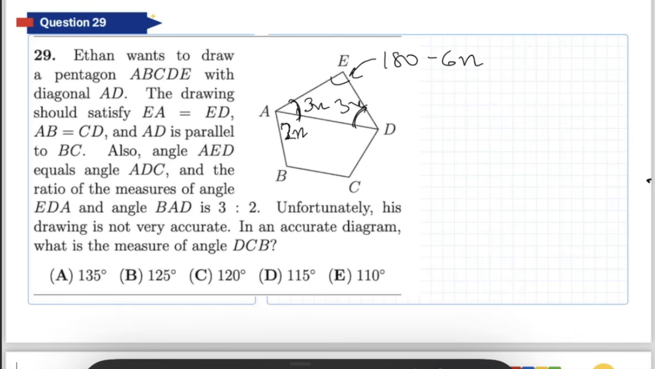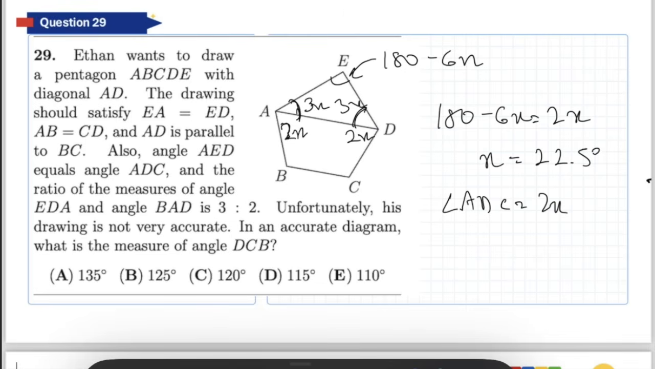We are also given that this trapezoid over here is an isosceles trapezoid. So because BAD is 2x, ADC should also be 2x. The problem states that AED equals ADC. So we can use the expression to write 180 minus 6x equals 2x. So x would equal 22.5 degrees. ADC equals 2x, so it has an angle of 45 degrees.